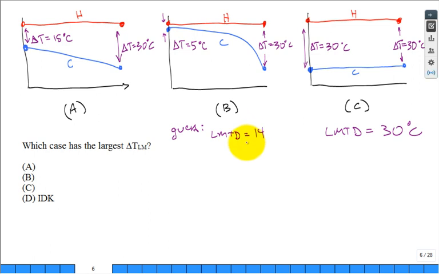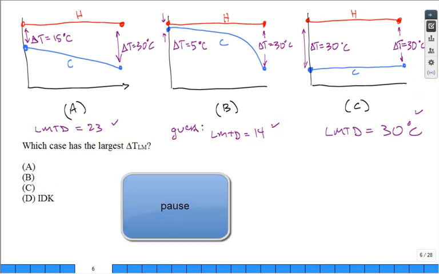Okay? Let's take a look at this one. Log mean temperature difference for this case. It's 15 on one side, 30 on the other. What do you think? 23? Building some insight. Jump on your calculator and you get more digits on all of those. But if somebody said, this one's around 23, this is 14, this is 30, I'm going to re-ask the question.